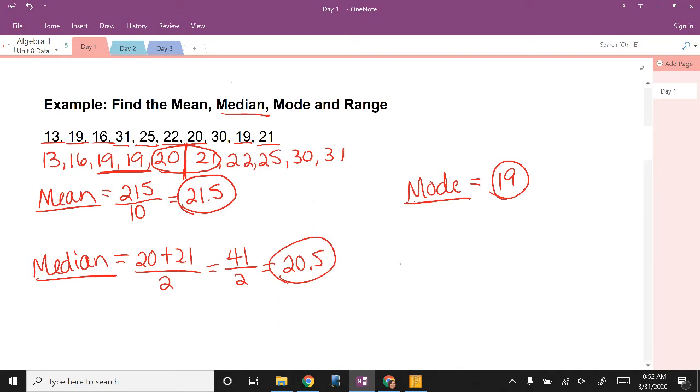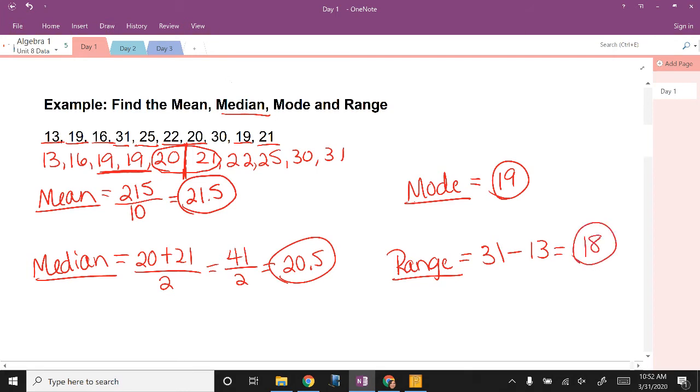All right, last is my range. And this is going to be really simple since I have already put my data in order from least to greatest. So it's easy to pick out my highest number, which is 31. And my lowest number is 13. So I subtract 31 minus 13. And that is 18. Okay, so that's how you find a mean, median, mode, and range. And that should be familiar to us from previous mathematical experiences.